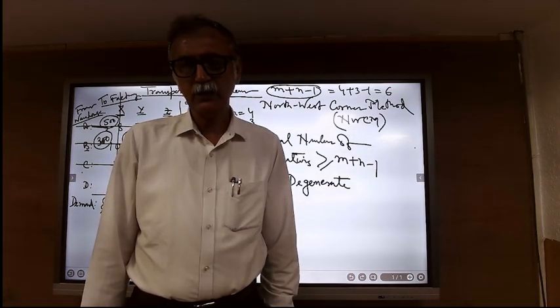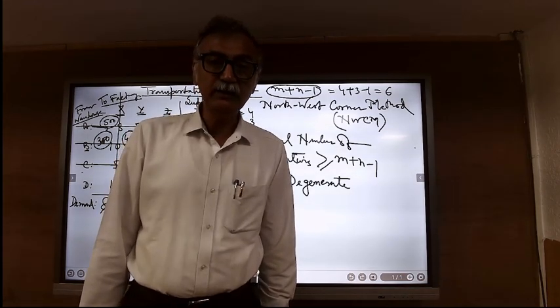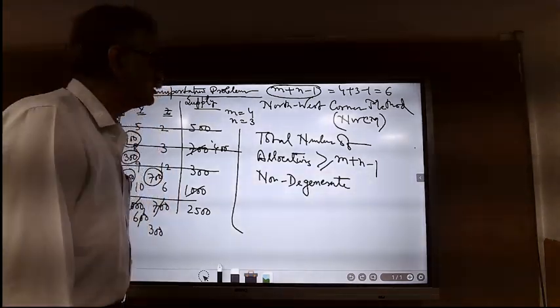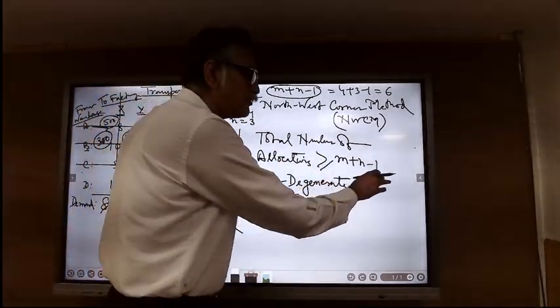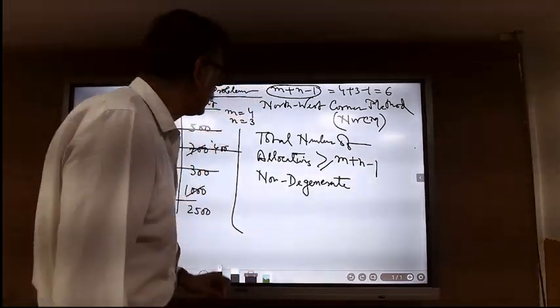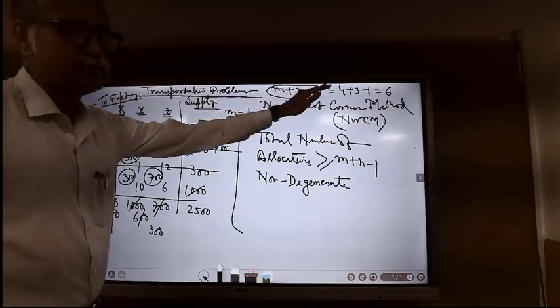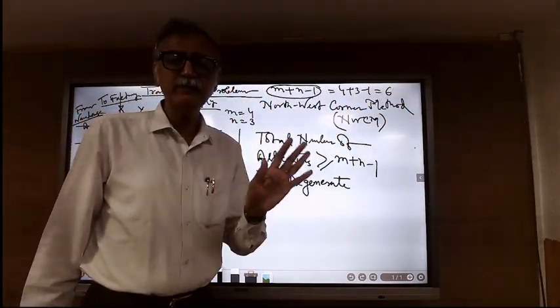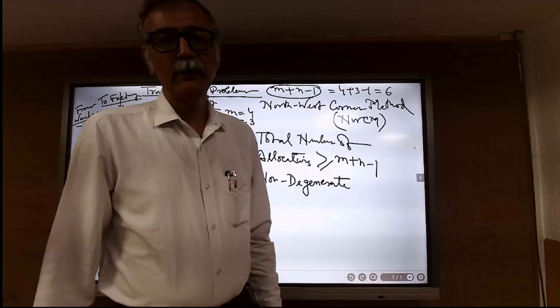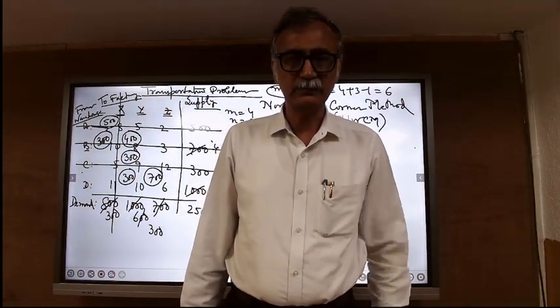So it's a non-degenerate solution, and that's why without doing any kind of adjustment or insertion, we can directly go for the optimality test. And if it is a degenerate one, that means the number of allocations is less than m plus n minus 1. Suppose there are 5 allocations, but m plus n minus 1 is 6. Then we have to break the degeneracy by doing a dummy insertion.